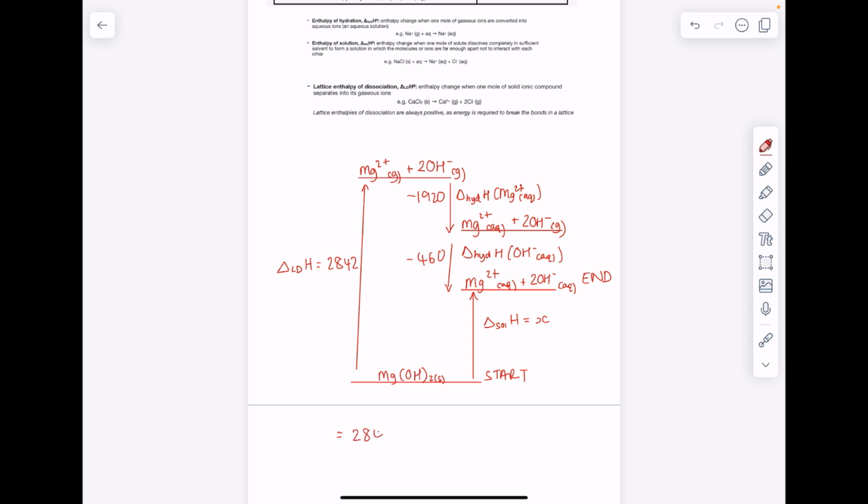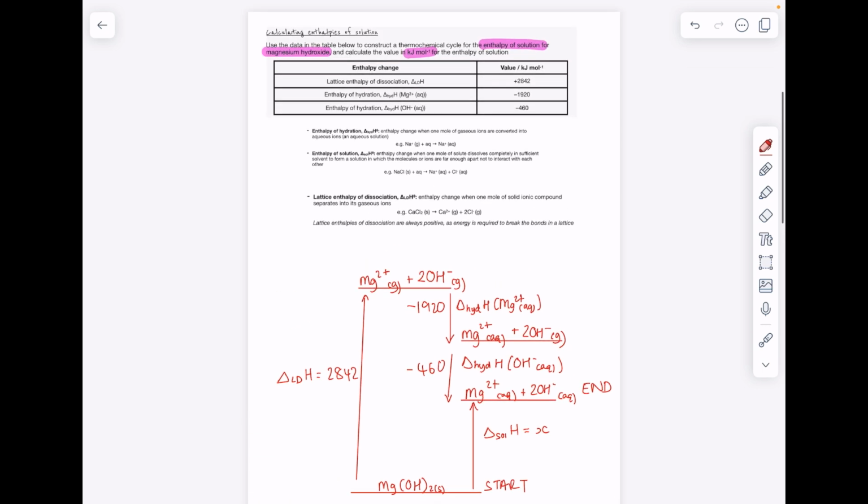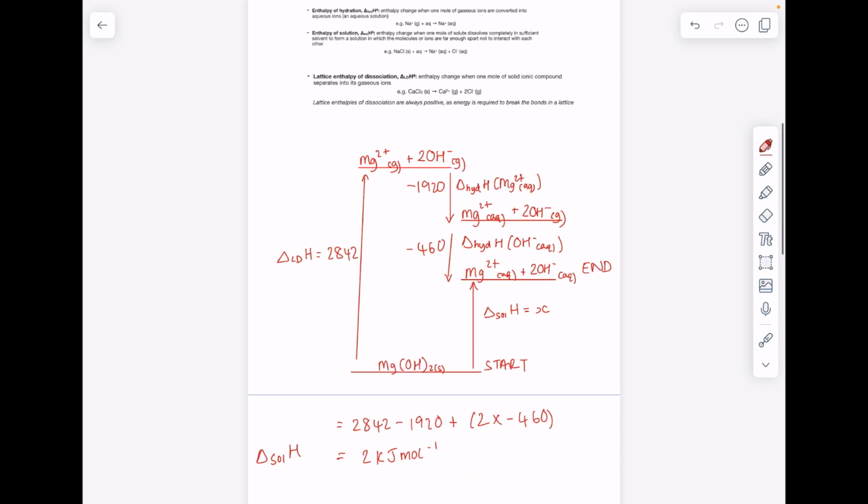So it's 2842 minus 1920. Just be a little bit careful here. Look, we have 2 hydroxide ions. So we do 2 lots of minus 460 because there's 2 hydroxide ions being formed in aqueous solution. Put that into your calculator. So that gives us a final answer for our enthalpy of solution of 2 kJ per mole.